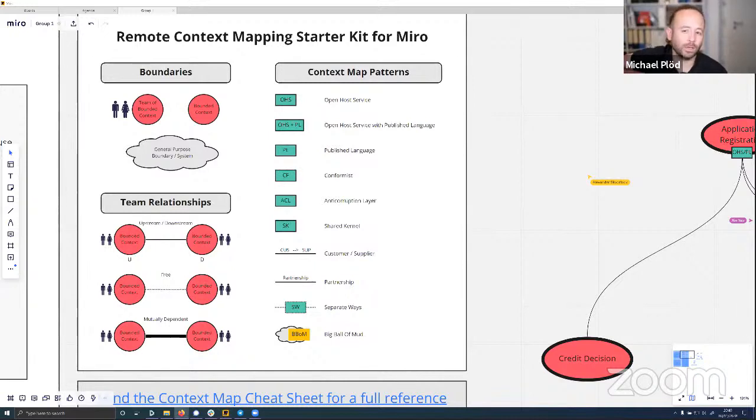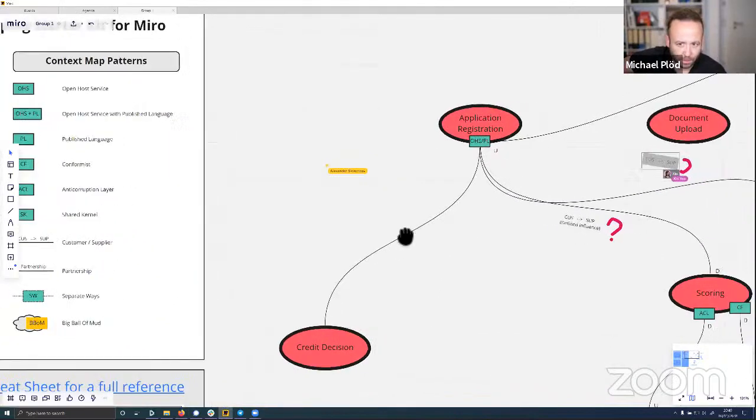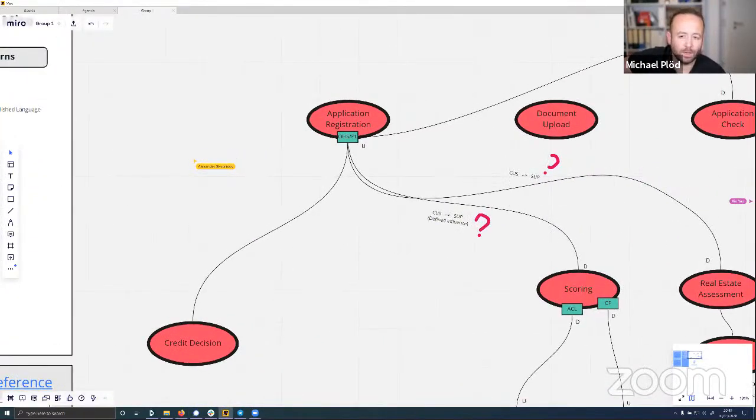let's take a look at application registration and scoring. The first question to ask, which team relationship is it? I think actions in the application registration that have an impact on the application form do have an impact on scoring. Actions of scoring in the way how they calculate their pre-scoring red, pre-scoring green, main scoring red, main scoring green have no influence at all on the application registration. So application registration is upstream, scoring is downstream.